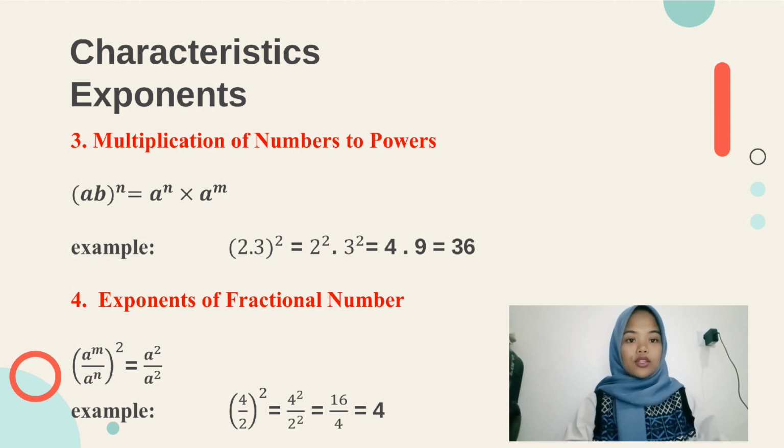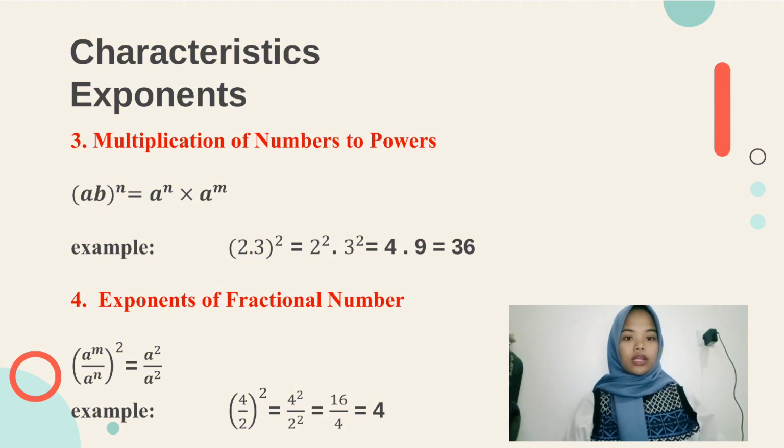Number 3. Multiplication of numbers raised to a power. If there are two numbers in brackets that are given a power, then the two numbers have the same power. For example, 2 multiplied by 3 all squared is 2 squared multiplied by 3 squared, which is 4 multiplied by 9, which is 36.